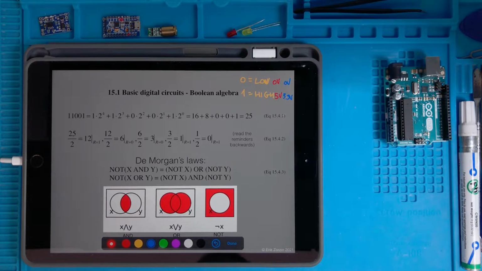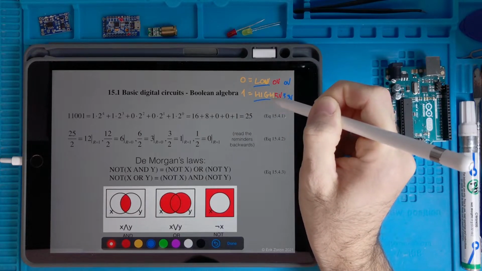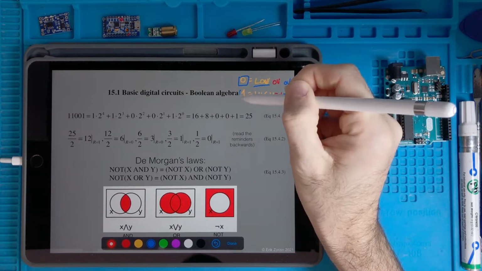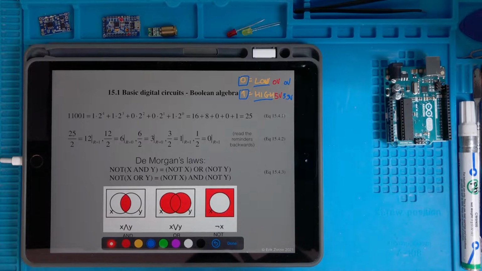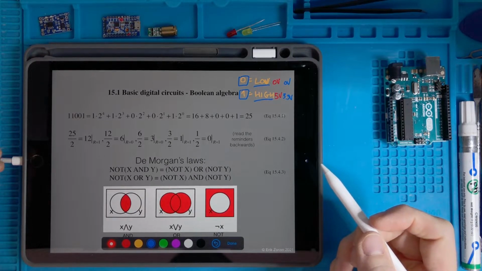So what does this mean? It means that we have circuits, we do something on them, we activate them, they produce outputs, but the only two possible values are low or high. So let's say 0 or 1. So with this idea we can represent numbers.